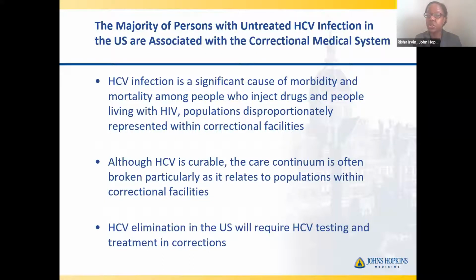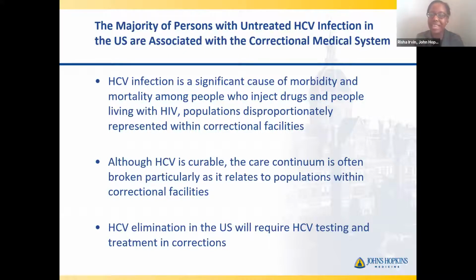So what we know is that the majority of persons with untreated HCV infection in the US are associated with the correctional medical system. We also know that HCV infection is a significant cause of morbidity and mortality among people who inject drugs and people living with HIV, populations that are disproportionately represented within the correctional system. For example, it is estimated that 89% of people who inject drugs have been incarcerated at some point in their lives. We also know that HCV is curable with short duration all oral regimens, yet the care continuum remains broken many times, and particularly in correctional facilities across the US.